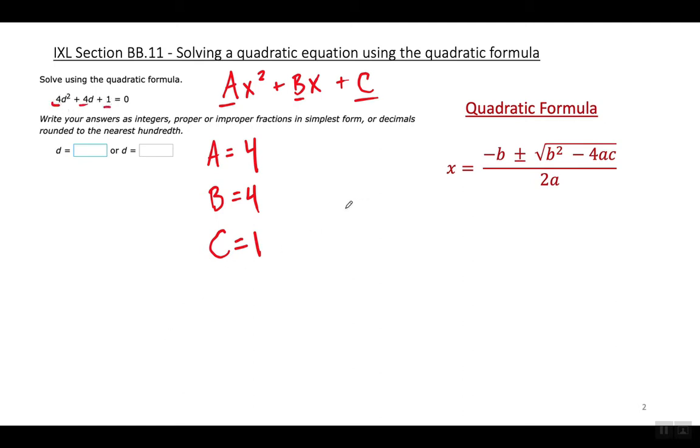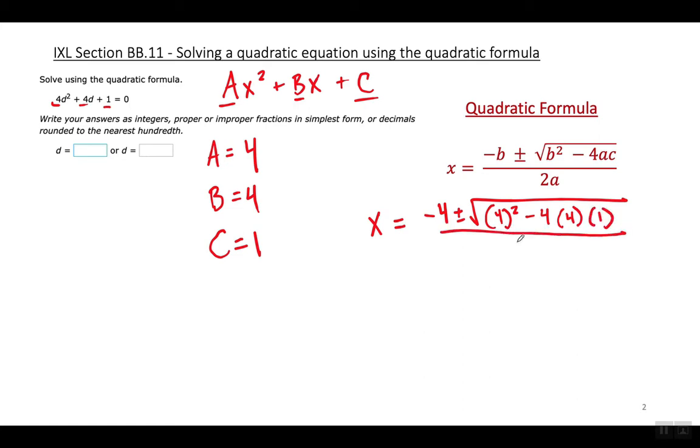So now all I'm going to do is substitute those values into the quadratic formula. When I substitute them, I get x equals negative 4 plus or minus the square root of b to the second power, so 4 to the second power, minus 4 times a, which is 4, times c, which is 1, over 2 times a, which is 4 in this case.